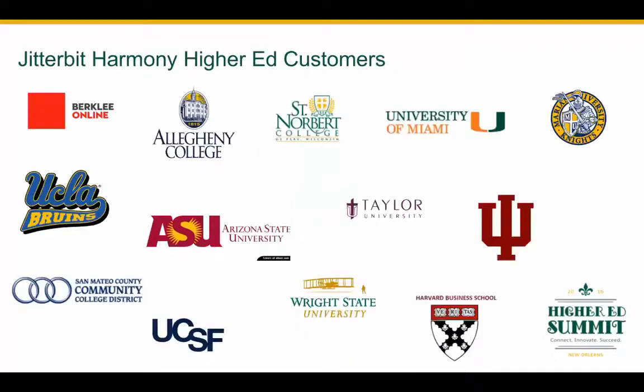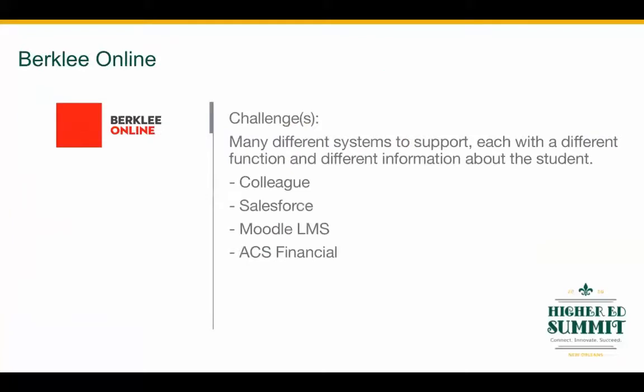As you take a look at some of our higher ed customers, you will see big schools like the University of Miami and small schools like Allegheny College. You'll see traditional campuses like Marian University and online institutions like Berkeley Online. All of these schools have different systems with different requirements, but we're all able to successfully connect using Jitterbit. We're going to take a look at 5 of our connected campus customers and see what requirements they had and how they were able to achieve a connected campus.